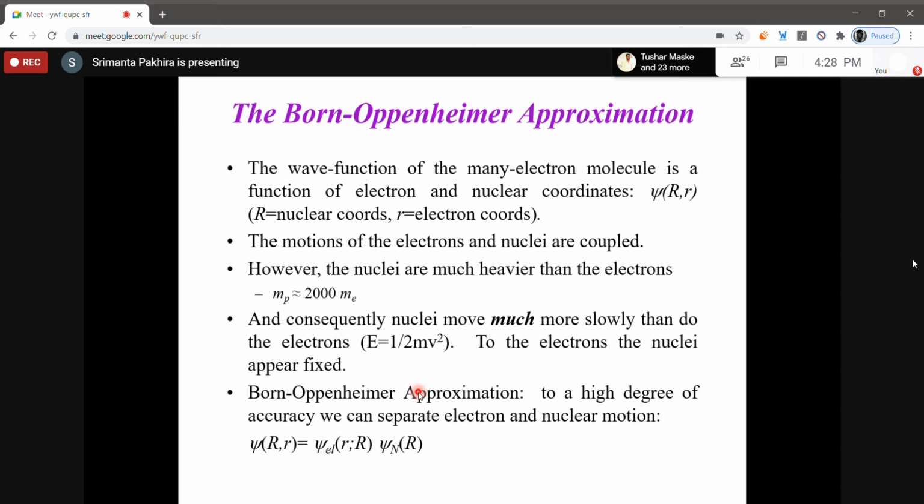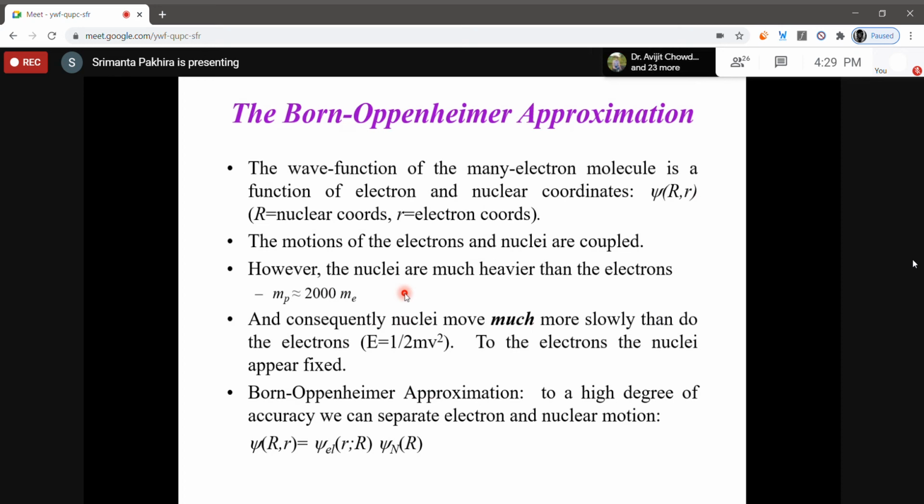What is the approximation? Probably some of us know, but again I'm repeating here how to use this kind of approximation in our theory. Let's say the wave function of a many electron molecule is a function of electron and nuclear coordinates. Very good. Here we know the nuclear coordinate we generally write by capital R, and the electron coordinate by small r. The motion of the electrons and nuclei are generally coupled. Everybody knows that when atoms are moving, the nucleus is also moving and the electrons are also moving.